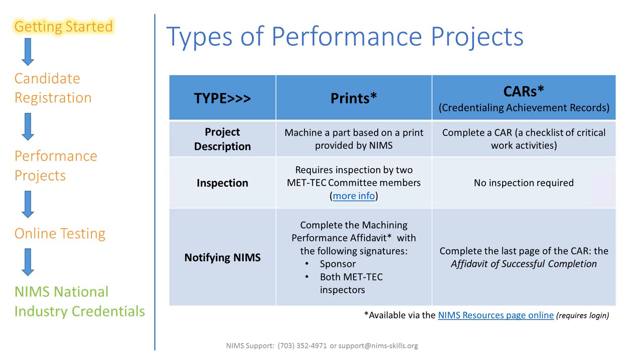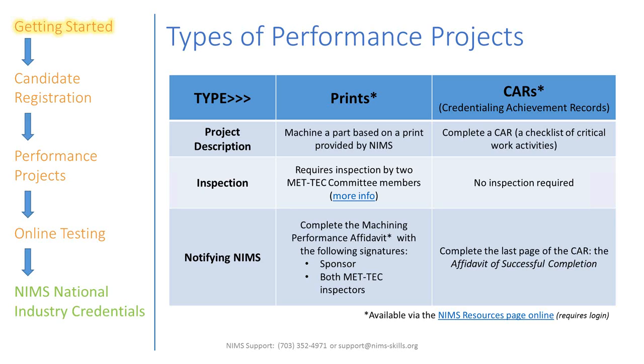For print projects, the individual pursuing certification will machine a part based on a blueprint that NIMS provides. When complete, the part will be inspected by 2 MET-TEC committee members. And don't worry, we will discuss MET-TECs in a few minutes. If that part passes inspection, then an affidavit form is sent to NIMS to alert NIMS staff that the project was successfully finished. At that time, NIMS staff will unlock the online theory test.